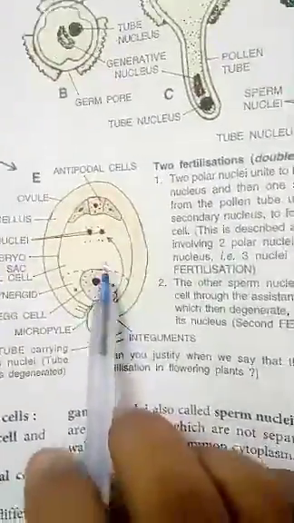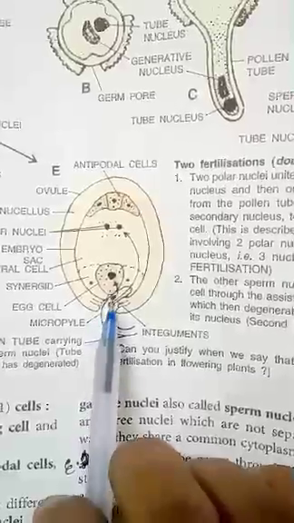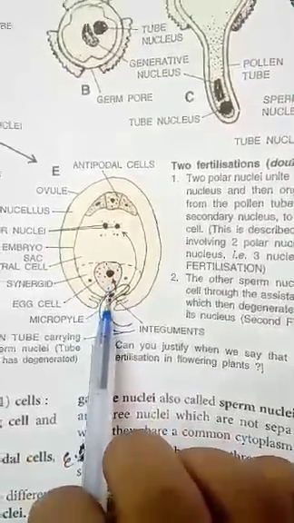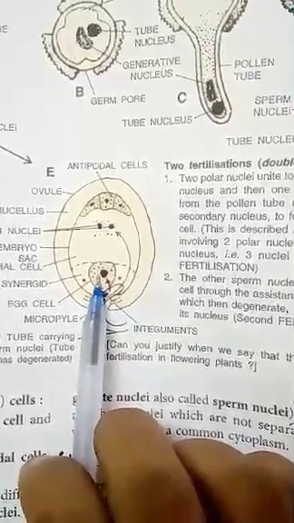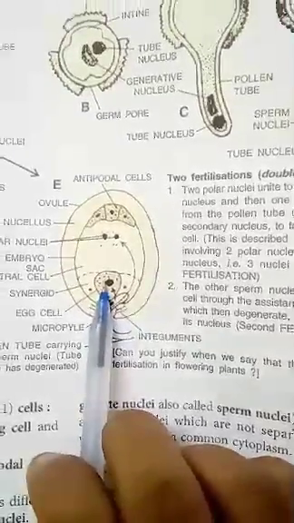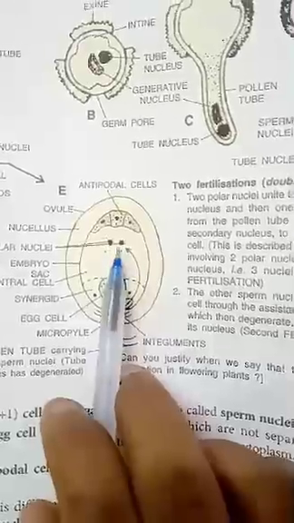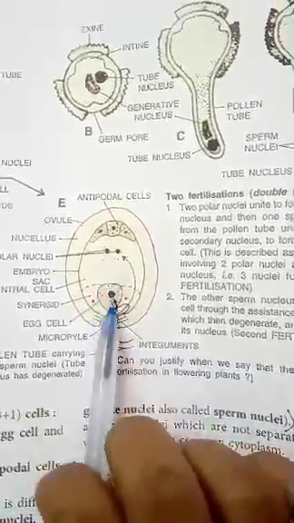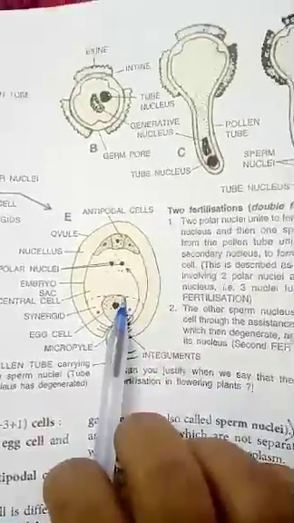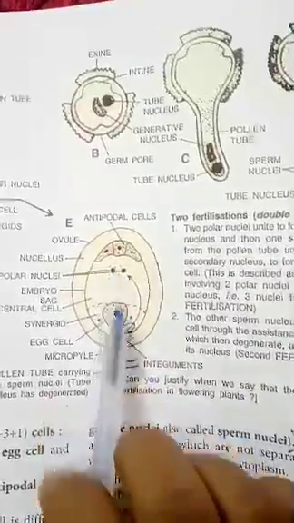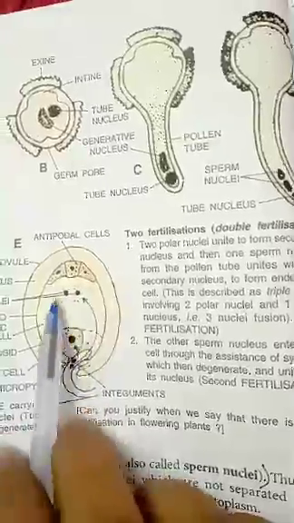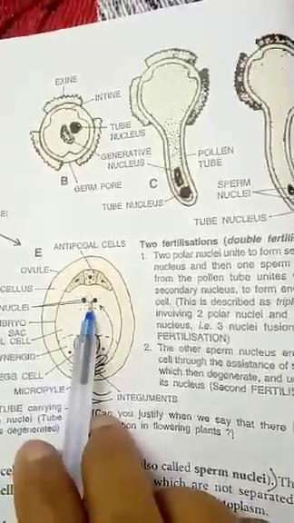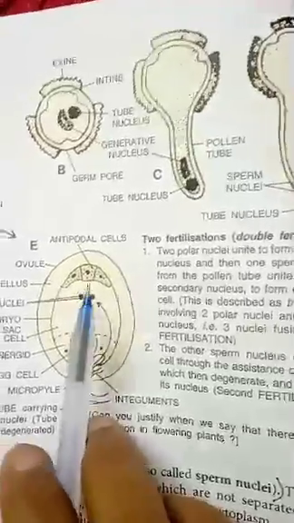First, fusion of the male gamete and the female gamete took place here. That is, one sperm nucleus fuses with the egg cell to form the zygote. This is one fertilization. The second fertilization takes place here: fusion of the second nucleus with the central cell. Since 2 fertilizations take place, it is called double fertilization. Due to this second fertilization, there is formation of endosperm having 3 nuclei, and it is called triple fusion.